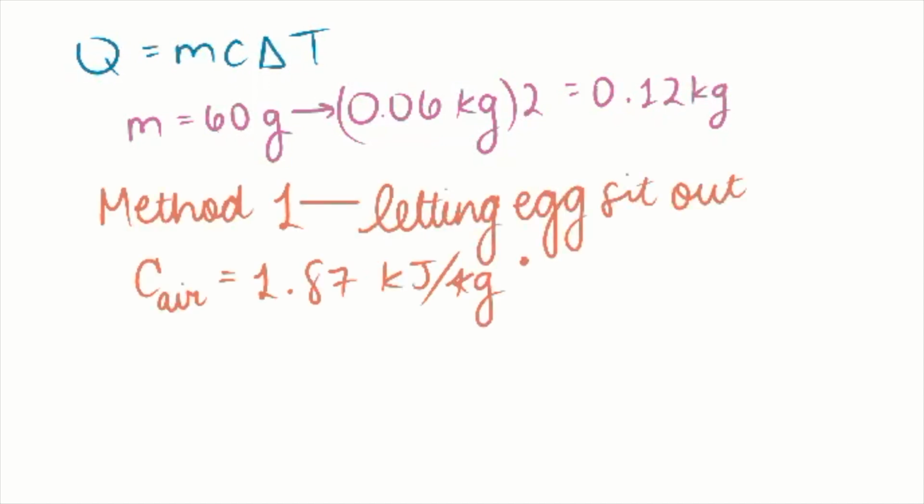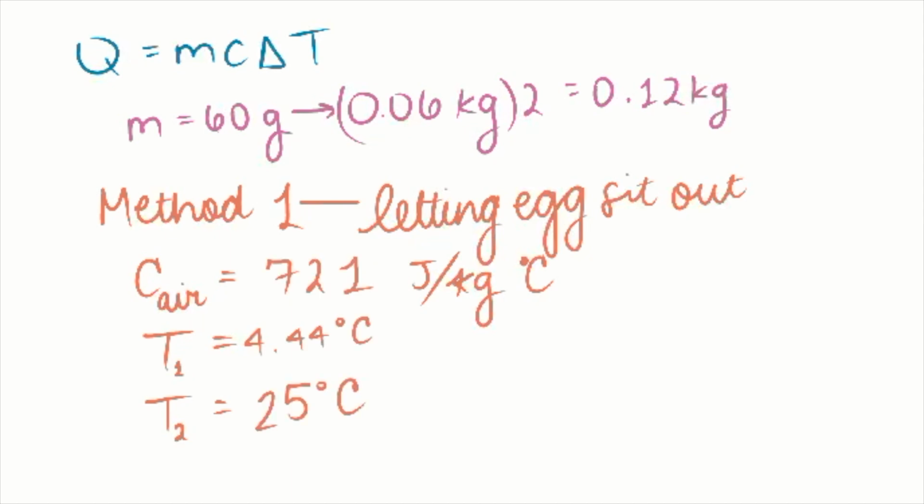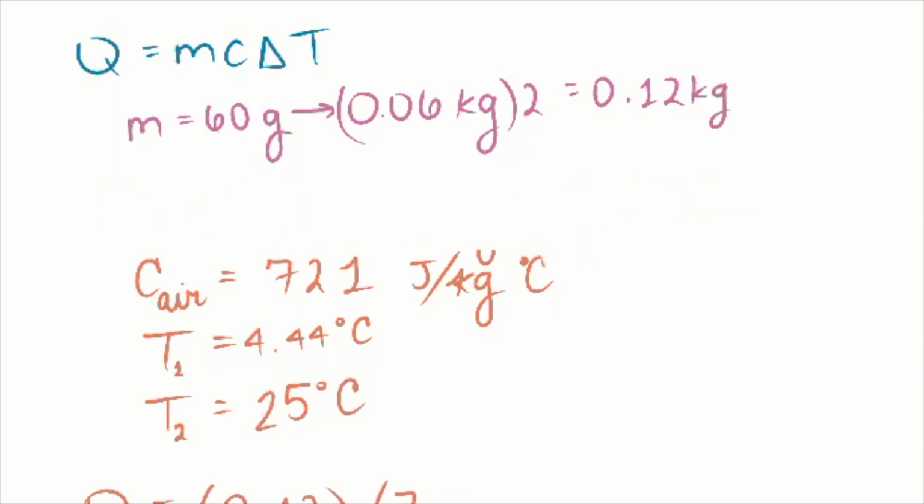So we're going to write down our knowns. We know that the heat transfer coefficient is 721 joules per kilogram degrees Celsius for air at 25 degrees Celsius, which is room temperature. And then the temperature of the refrigerated egg is 4.44 degrees Celsius, and its final temperature is 25 degrees Celsius.